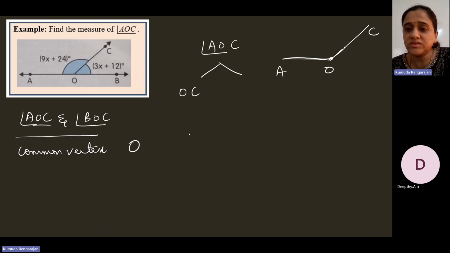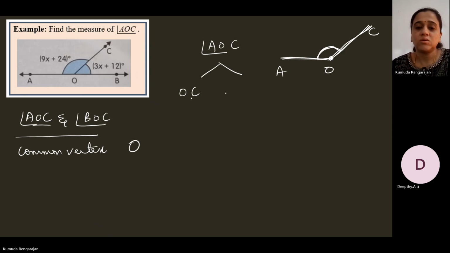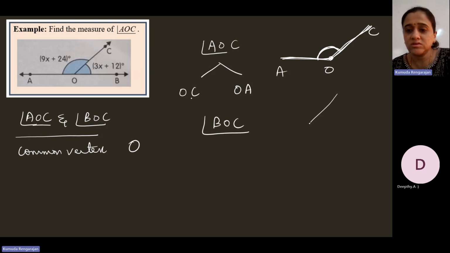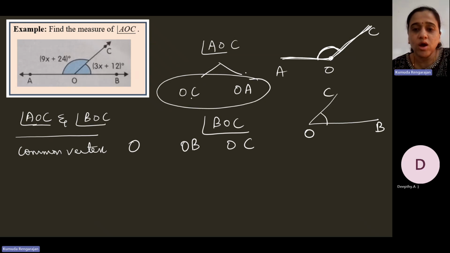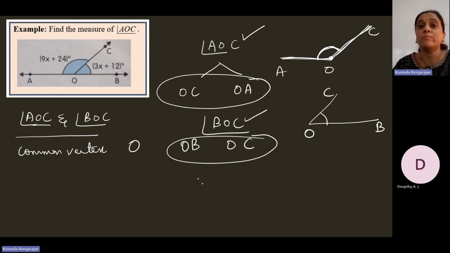OA and OC. This is the angle, angle AOC. The two arms of the angle are OA and OC, or OC and OA. What about the arms of angle BOC? So this is how we see BOC in the figure. OB and OC. These are the two arms of this angle. Do these two angles have a common arm? Which is the common arm? OC is the common arm.